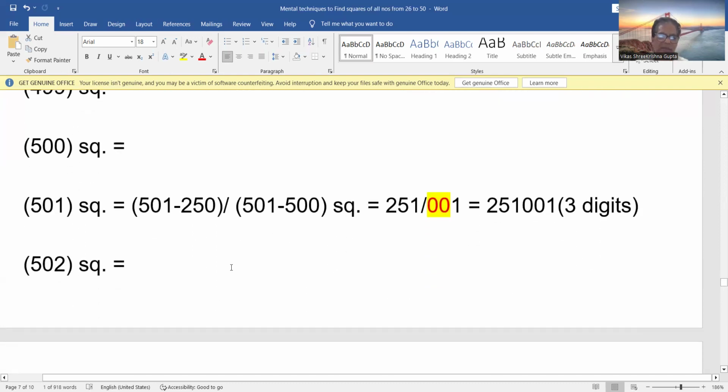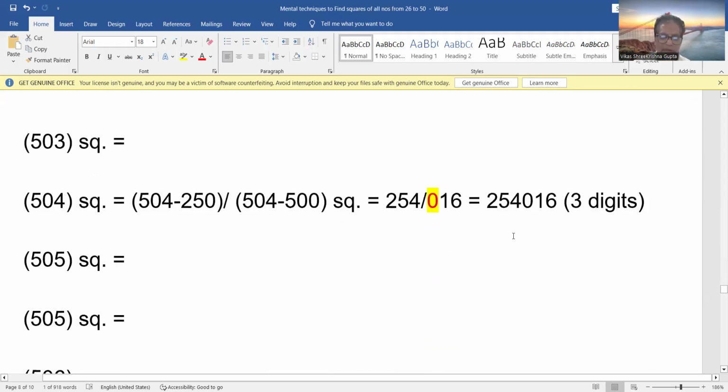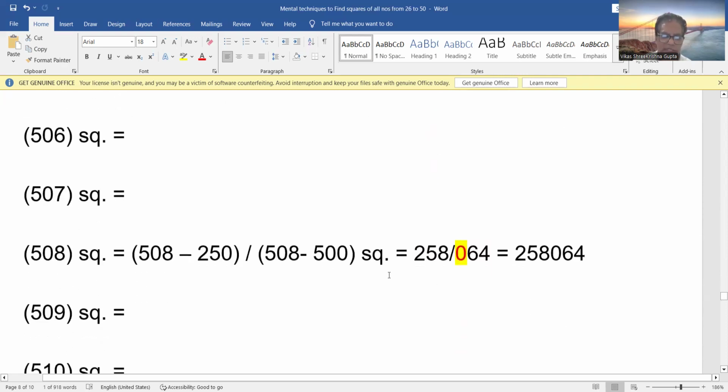In the same way, suppose I have to find the square of 501. Then again the technique is the same: 501 minus 250, and then 501 minus 500 square. So it is 01 square and this is 251. Now 01 square is equal to 01 only, but I require a 3-digit number, so I put 001. So the answer is 251001. Now, in the same way, for 504 square, here I am getting 16. So I have to put a 0 before because I require a 3-digit number. So the answer is 254016.